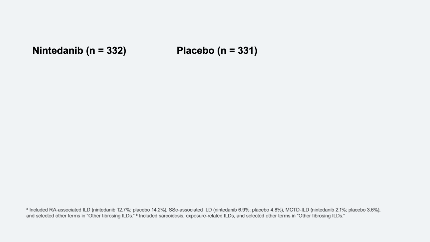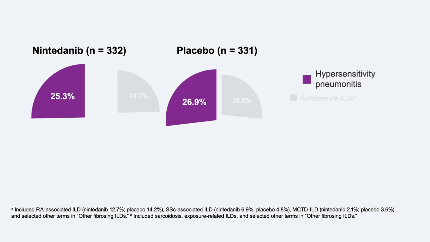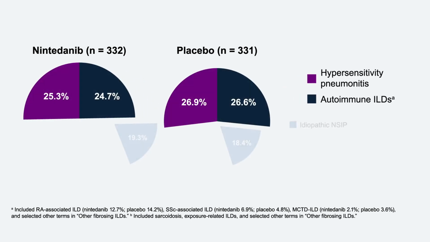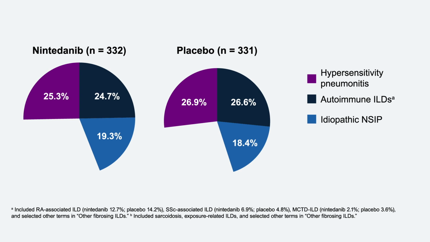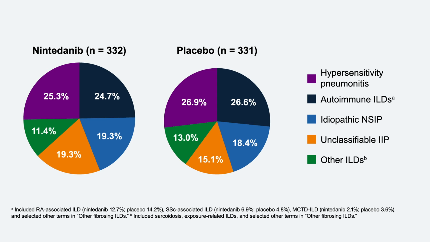So when you look at the patients, we had 330 patients in the nintedanib group, 330 patients in the placebo group. And again, the 5 groups we were looking at were hypersensitivity pneumonitis, autoimmune interstitial lung diseases, idiopathic nonspecific interstitial pneumonias, unclassifiable idiopathic interstitial pneumonias, and other ILDs. Unclassifiable, I know that this group is confusing, but when you look at it, it's people who didn't allow us to work them up completely, or they had a lot of features of many different illnesses, so you couldn't really classify it.